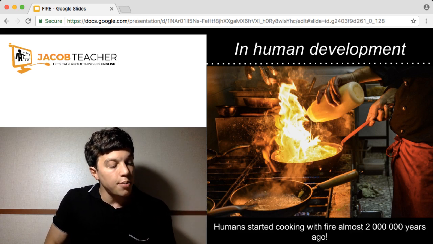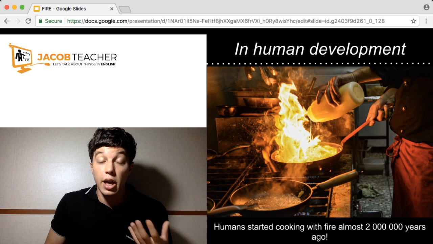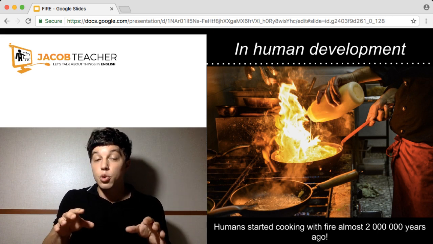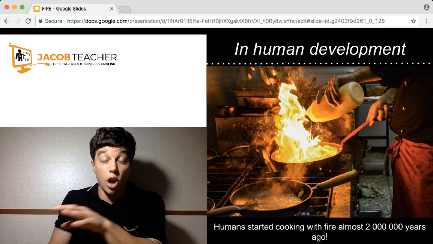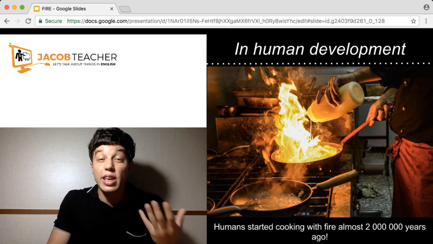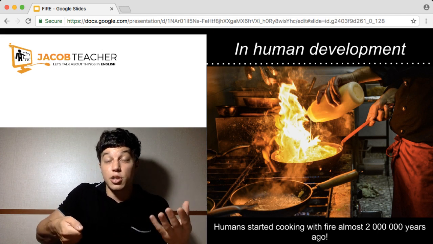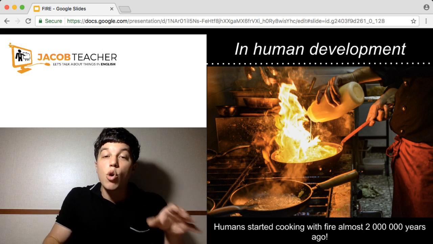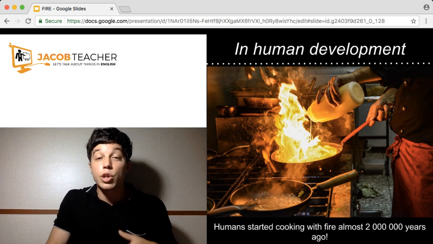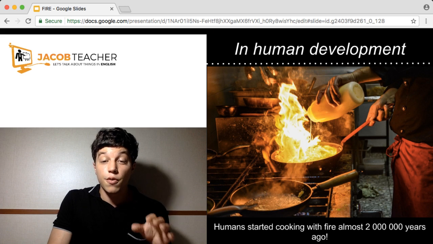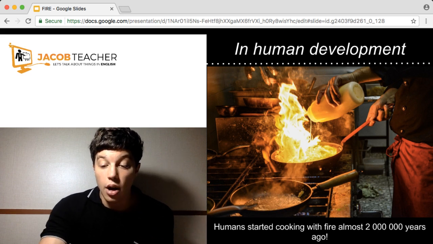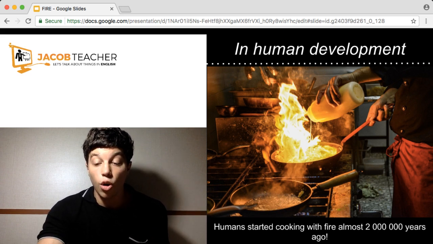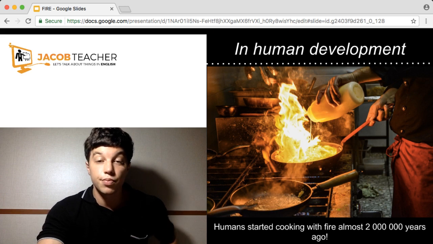And it makes more food available to us. So food that otherwise would have been dangerous to eat raw, we could now eat because it was cooked using fire. So we had more food available to us once we started using fire to cook. So of course this was huge in our development. It really played a large role in human evolution.